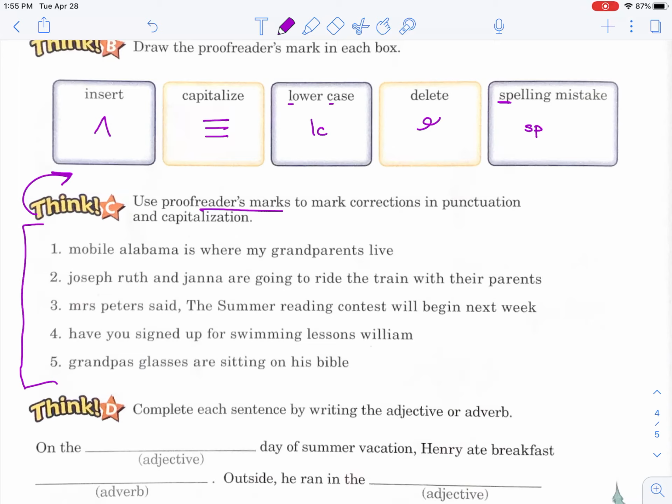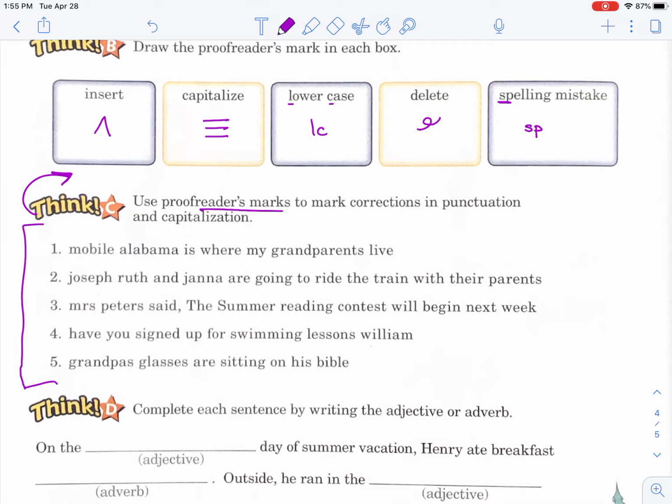Or I might even say like how many commas are in the sentence, or how many mistakes are in the sentence. And you might say, oh, there's five. It helps you. I will tell you, even as your teacher who knows this, if I didn't write it out, I'd probably miss something. So let's look at this and write it out. Mobile, Alabama is where my grandparents live.